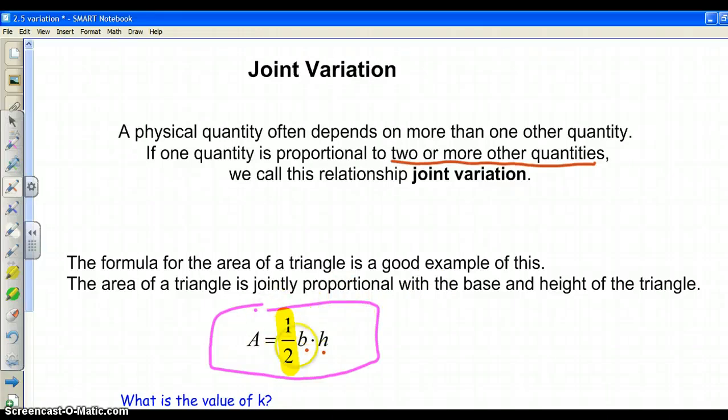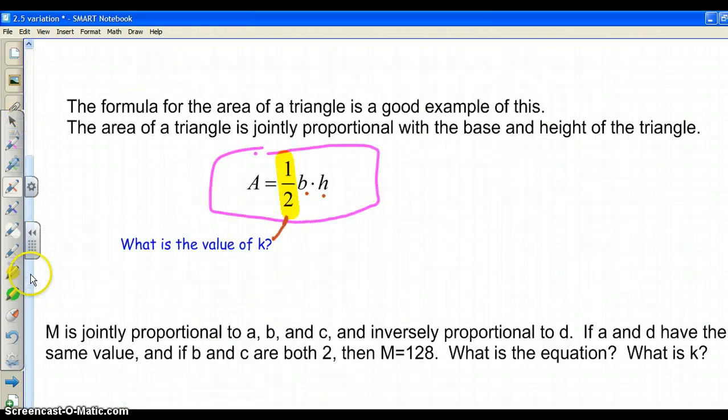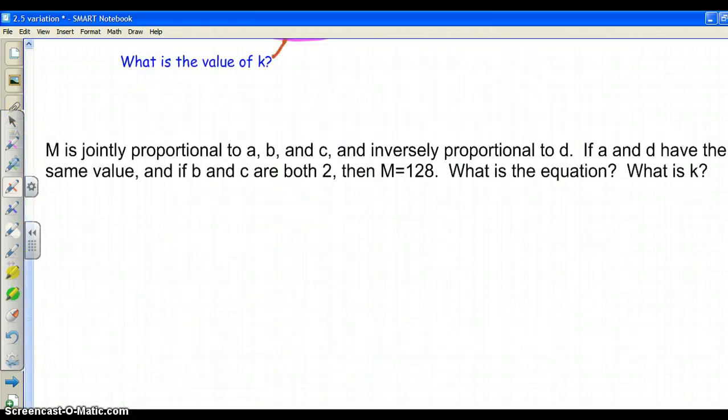The area is always 1/2 of base times height. And so the value of k is that constant. It's going to be a number, not a variable. K is always a number, so k would be 1/2 in this case. Let's look at what a problem looks like with this.